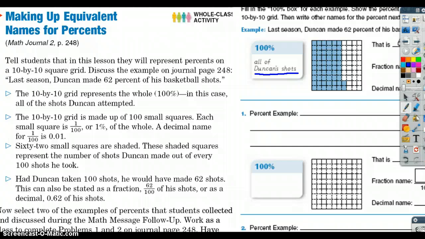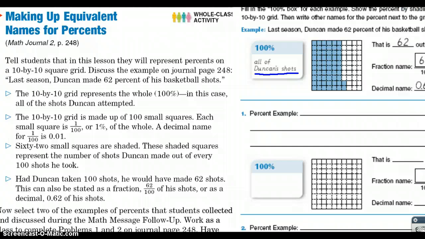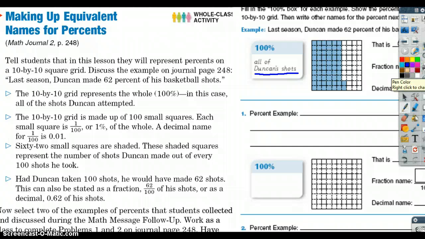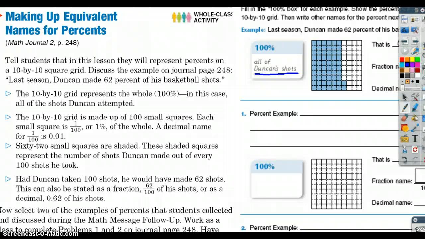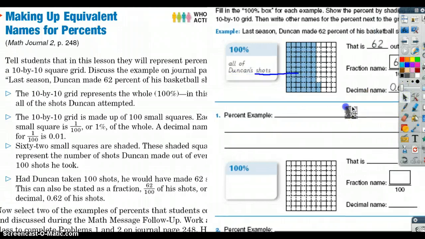62 small squares are shaded. These shaded squares represent the number of shots Duncan made out of every 100 shots he took. Had Duncan taken 100 shots, he would have made 62 shots. This can also be stated as a fraction of 62 hundredths of his shots, or as a decimal of 0.62 of his shots. So let's take a look at that to make sure you're understanding that.